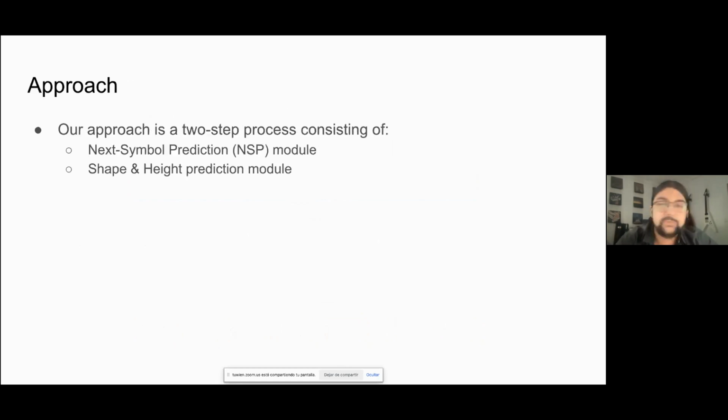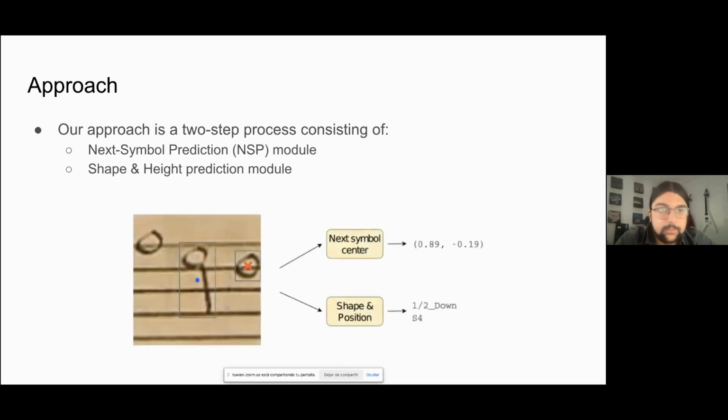Our approach is a two-step process. It consists of the next symbol prediction module, which in each step predicts the next symbol that is going to be read, following the reading order of the score, and another module that predicts the shape and height of that note. Here you can see an example. The next symbol prediction would predict the location of the next symbol, and the other module would predict the shape and the position.